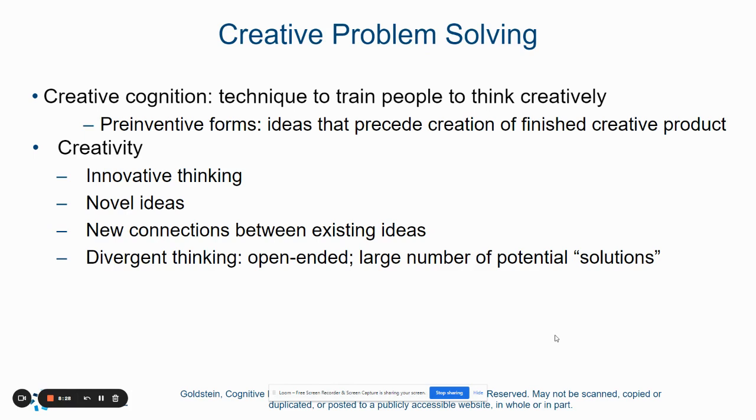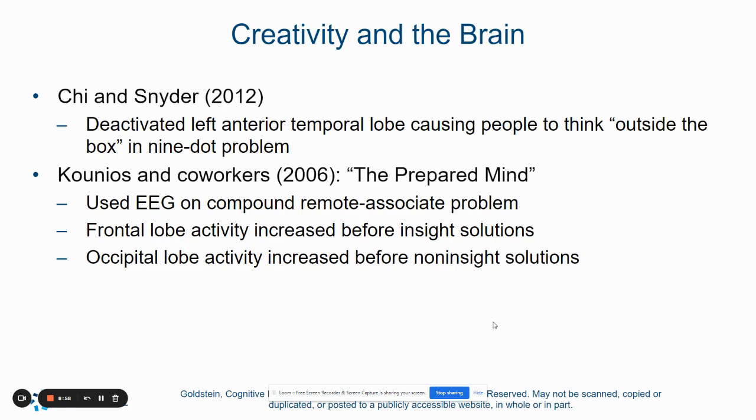We also have to consider creativity when it comes to problem solving. Creative cognition is a technique to train people to think more creatively. It can involve pre-inventive forms, which are ideas that precede creation of a finished creative product. And it can also involve innovative thinking, coming up with novel ideas, making new connections between existing ideas, and engaging in divergent thinking, which is that open-minded brainstorming, considering a lot of different possible solutions.